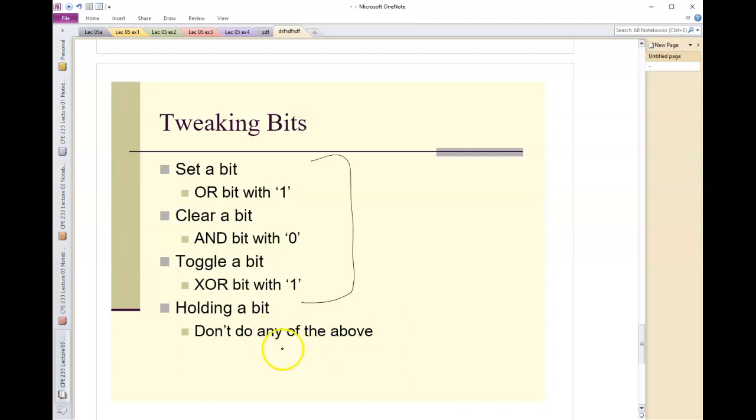So the issue here is holding a bit. There's many ways to do that. Essentially, it's the opposite of these three ways. So if I'm holding a bit, I'm ORing it with 0, I'm ANDing it with 1, or I'm exclusive ORing it with 0. You'll see those operations come up. But the notion of doing nothing isn't really as important as these operations here, as you'll see when we do some example problems coming up.